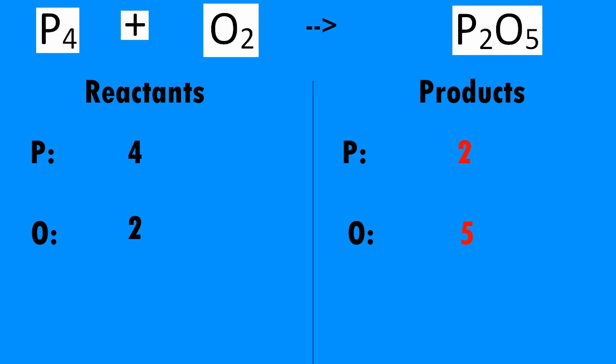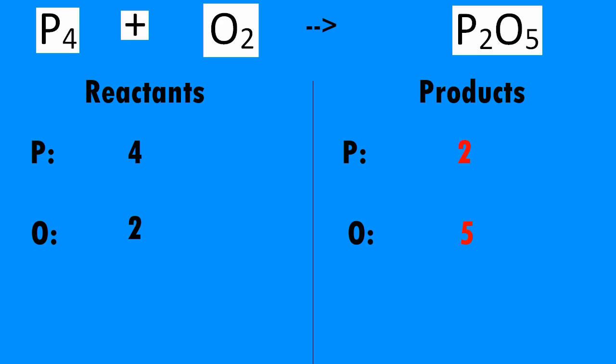P4 plus O2, which gives you P2O5. Now, this equation is unbalanced because there are not the same amount of phosphorus atoms on both sides. Also, if we look at the oxygen atoms, they are not equal. There are 5 atoms of oxygen on the right side, whereas there are only 2 oxygen atoms on the left side.